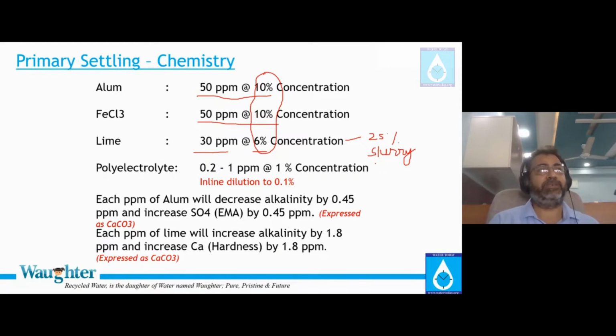You can make slush of 25%. You can make sludge of 50% also: 50% water, 50% lime, mix it up. But you don't call it solution then. You call it sludge. So you can make sludge, you can make slush, etc.